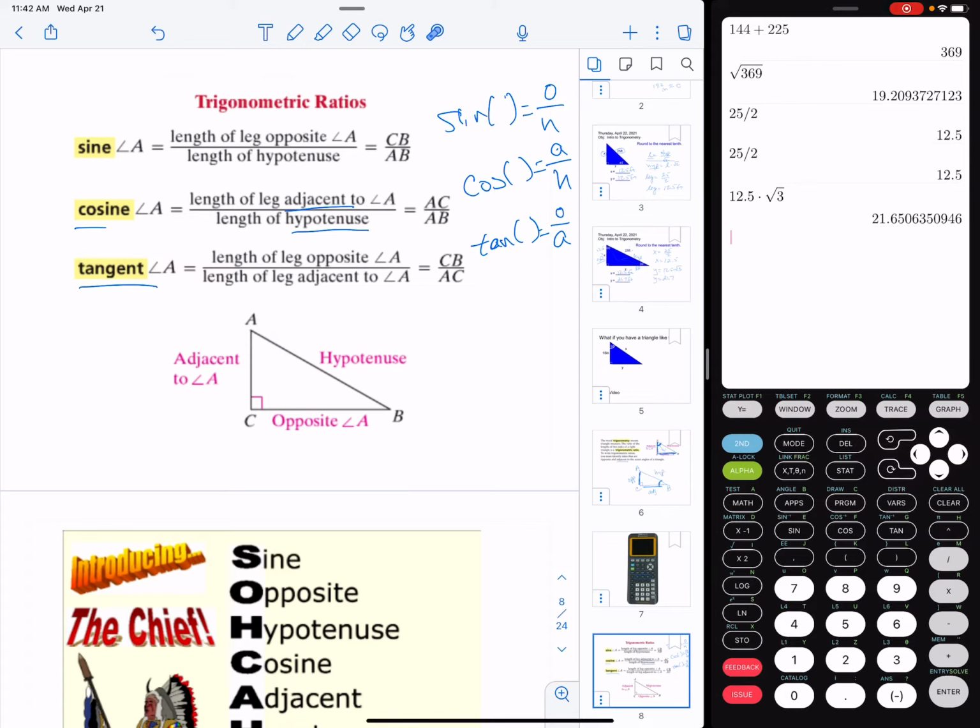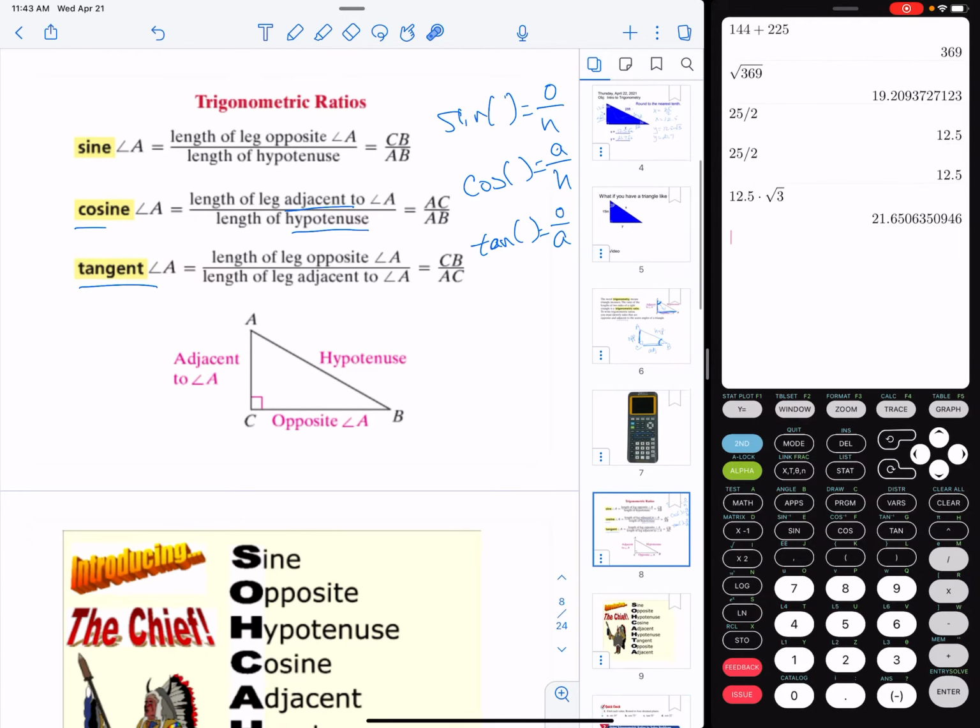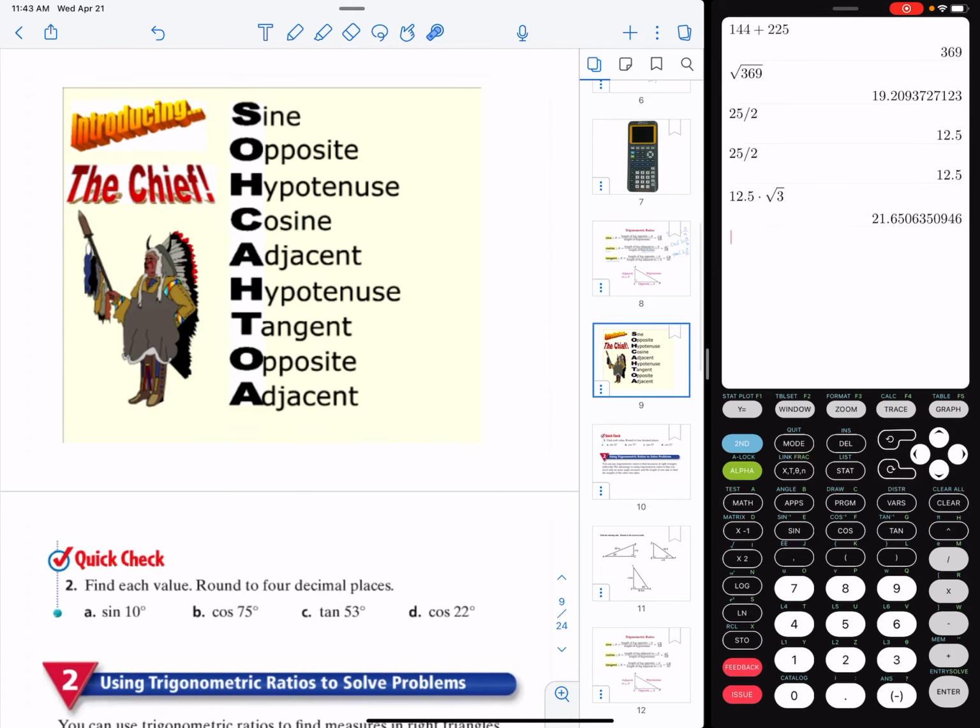Now, same thing if I'm going to do cosine. Cosine of this angle is going to be adjacent over hypotenuse. And tangent of this angle right here is going to be opposite over adjacent. So those are the ratios that we'll be typing into our calculator. Now, before we do that, though, we're going to look at a way to remember the ratios.